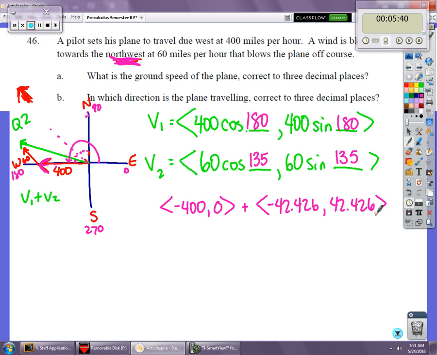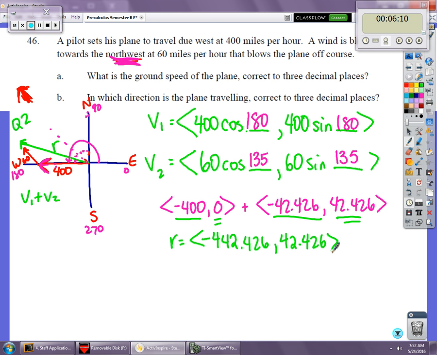Okay, so my resultant vector, which is this guy, right? The components of that are going to be these guys added up. So let's say this is going to be negative 442.426. And then the y's added up will just be whatever this one is, 42.426. Okay, wonderful. We just found out tons of information, but you know what? We still haven't answered our questions. But we had to do all of this work just to get to the question part.